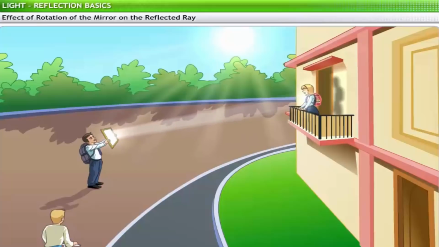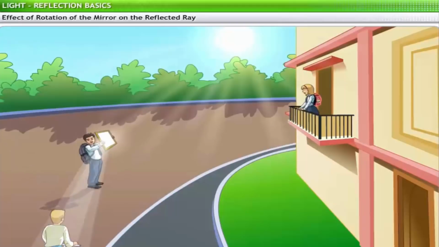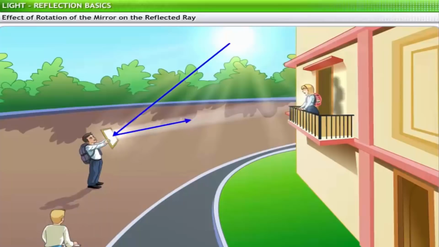Suppose a child uses a mirror to direct the sun's rays to a friend standing at a window on the first floor. Now he wants to direct these rays to another friend standing on the road some distance away. If the lines joining the boy to the two friends make an angle of 120 degrees, by what angle should the child rotate the mirror?